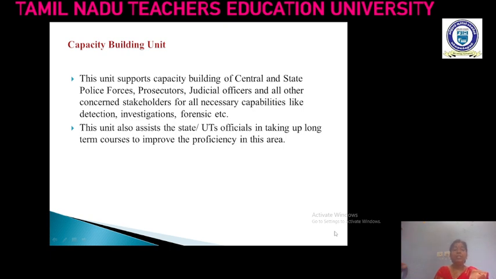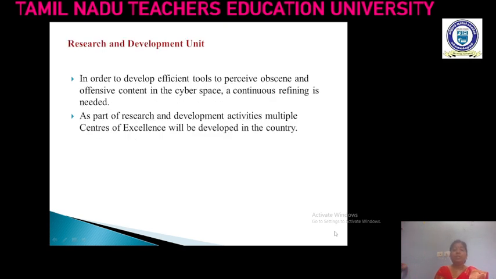Capacity building unit. This unit supports capacity building of central and state police forces, prosecutors, judicial officers and all other concerned stakeholders for all necessary capabilities like detection, investigations, forensics, etc. This unit also assists the state and union territory officials in taking up long-term courses to improve their proficiency in the area. Research and development unit. In order to develop efficient tools to perceive abuse and offensive content in the cyberspace, continuous refining is needed. As a part of research and development activities, multiple centers of excellence will be developed in the country.